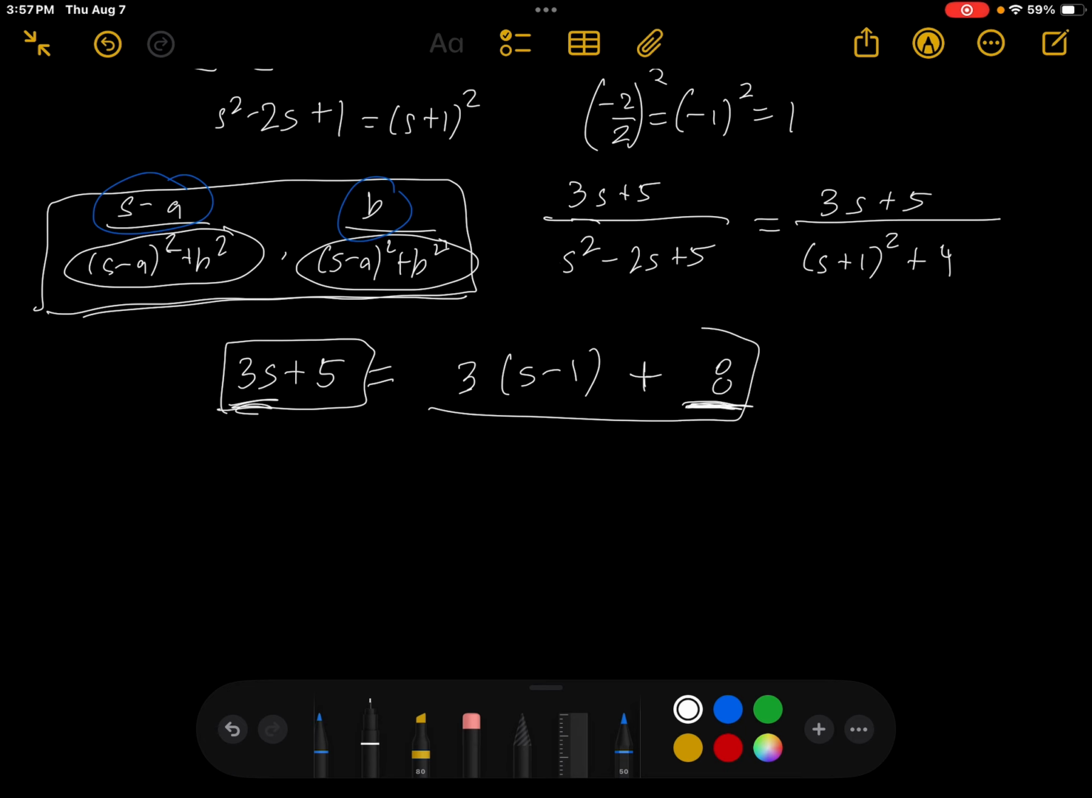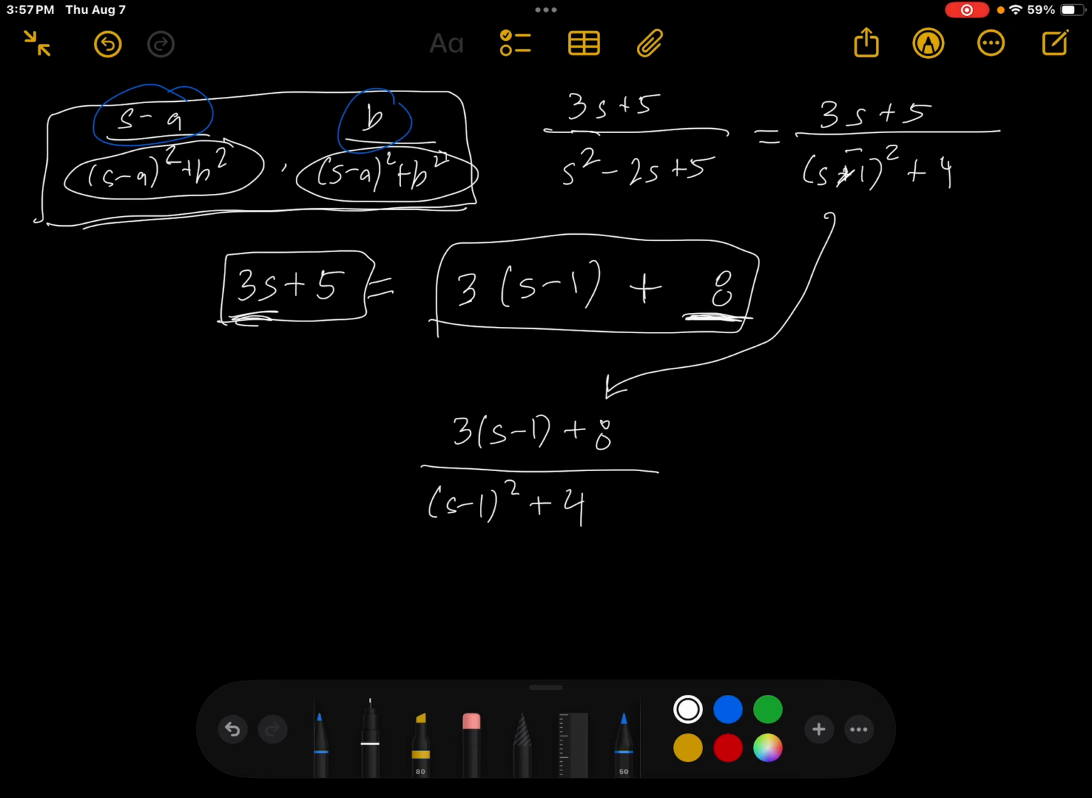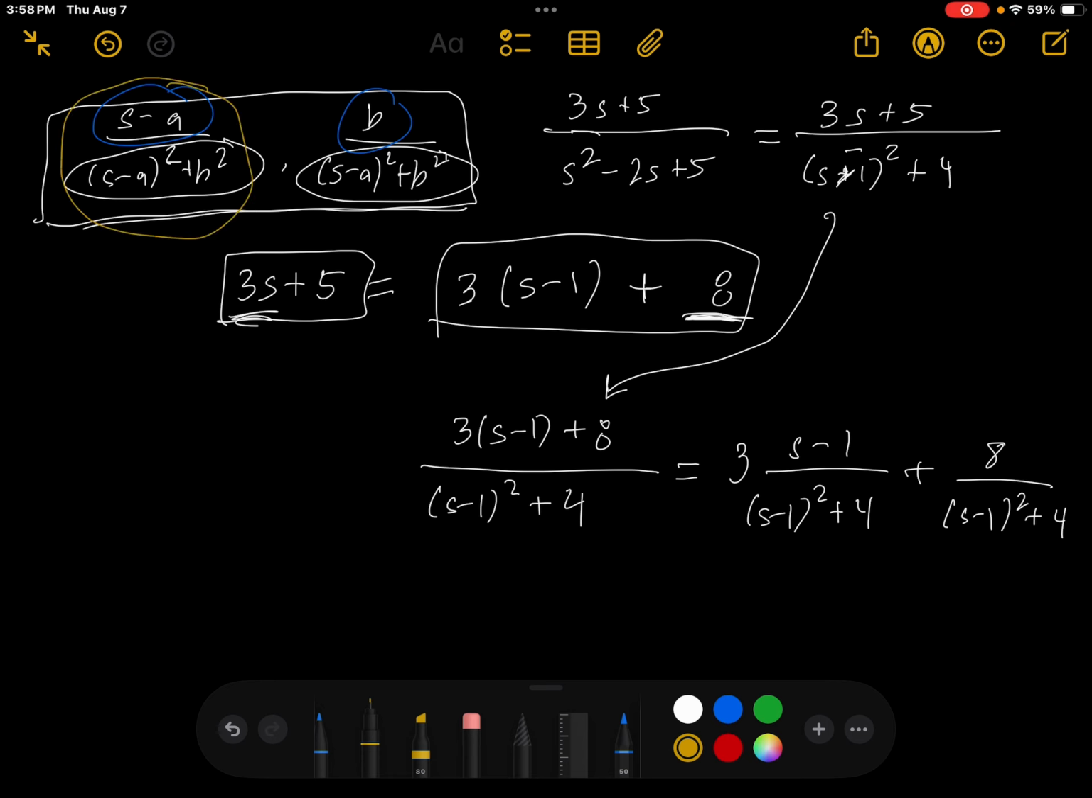This thing is the same as this thing, so I'm going to rewrite that here. I'm going to get 3 times s minus 1 plus 8 over s minus 1 squared plus 4. Now I'm going to split this fraction up into 3 times s minus 1 over s minus 1 squared plus 4 plus 8 over s minus 1 squared plus 4. Now you see that we do have this s minus a over s minus a squared plus b squared. We have it here, so we can take the inverse Laplace transform.